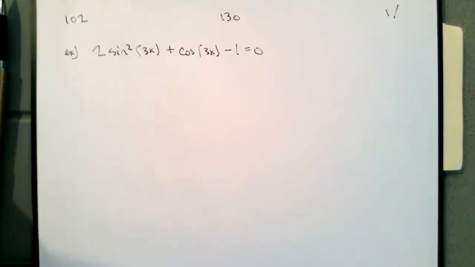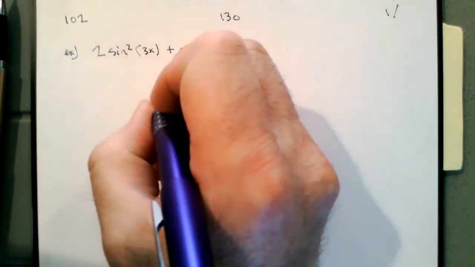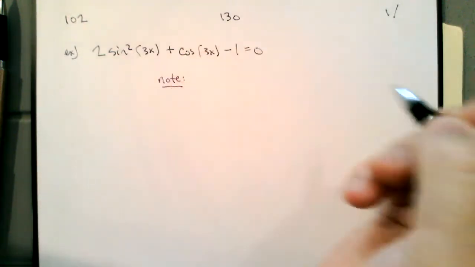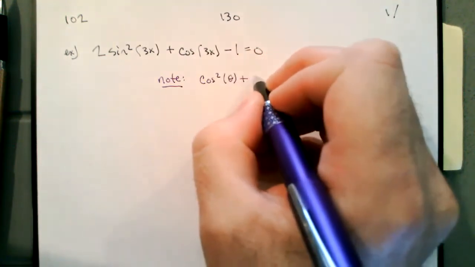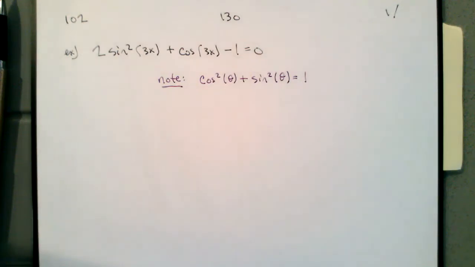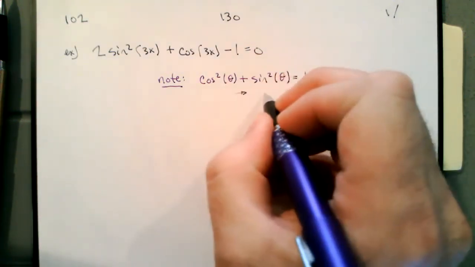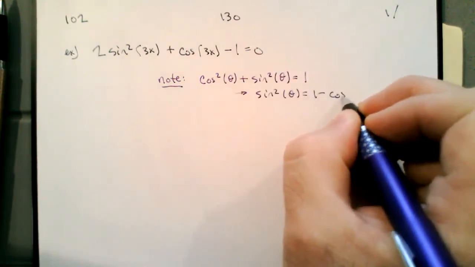What we know is that sine squared plus cosine squared is equal to 1. So note, we have a Pythagorean identity that says cosine squared theta plus sine squared theta is equal to 1. Now, what we can use this identity for is to replace our sine squared with a cosine squared. Not just directly, they're not equal, otherwise we wouldn't have 2 separate functions. So we can use this to rewrite sine squared theta as 1 minus cosine squared theta.